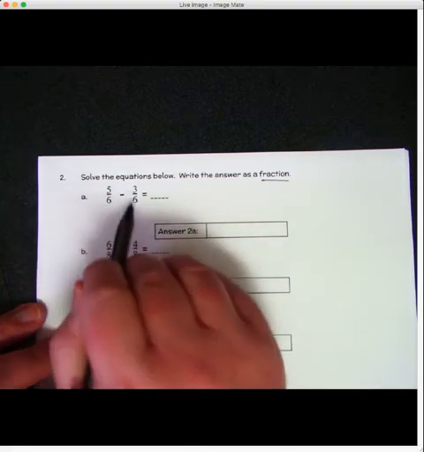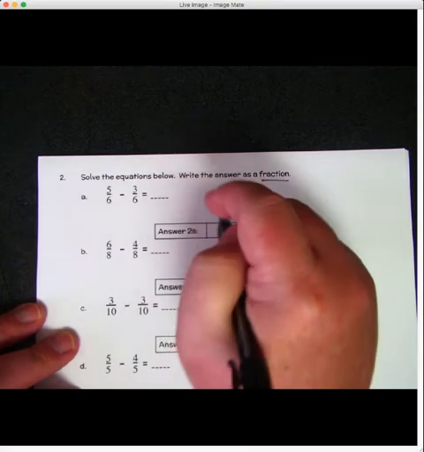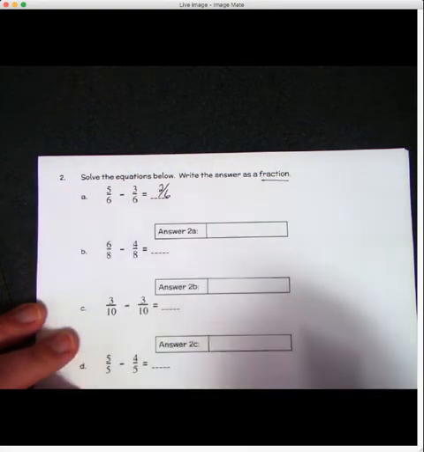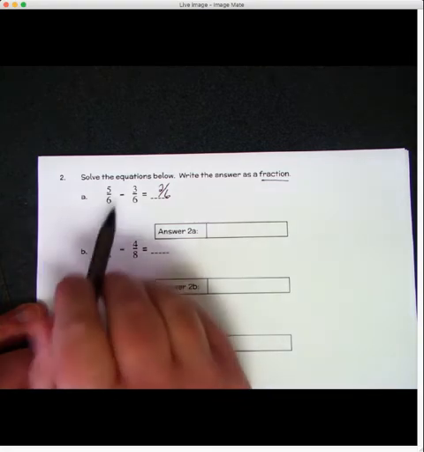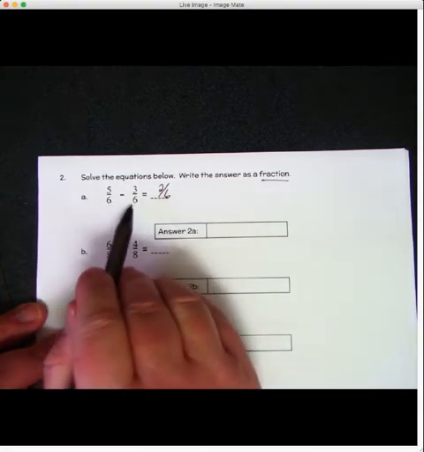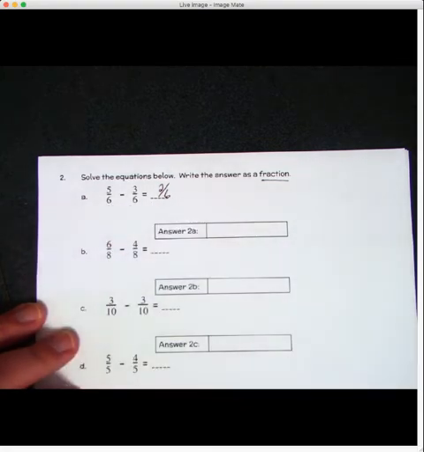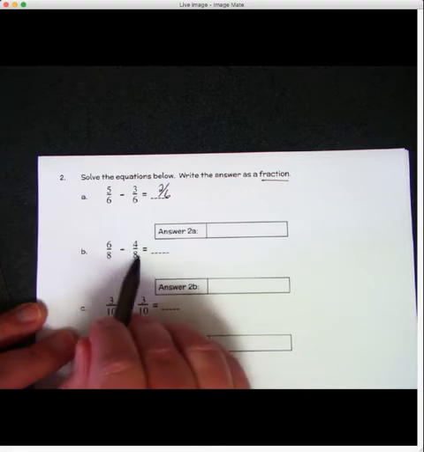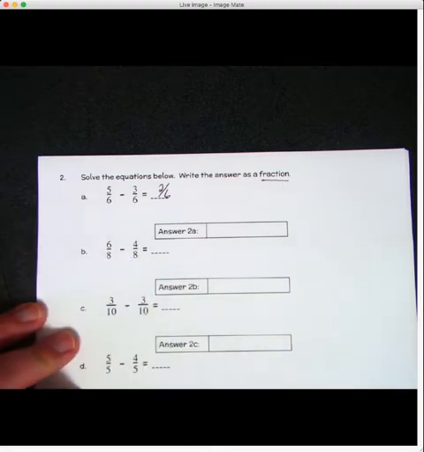All right, 5/6 minus 3/6. What is that? That's 2/6. 5 minus 3 is 2. All right, we've got the same number on the bottom. We don't have to worry about changing anything. We just leave it alone. And all of the ones on your assignment today have like denominators. That means the numbers you're subtracting, they have the same number on the bottom. That makes it really easy to subtract, okay?